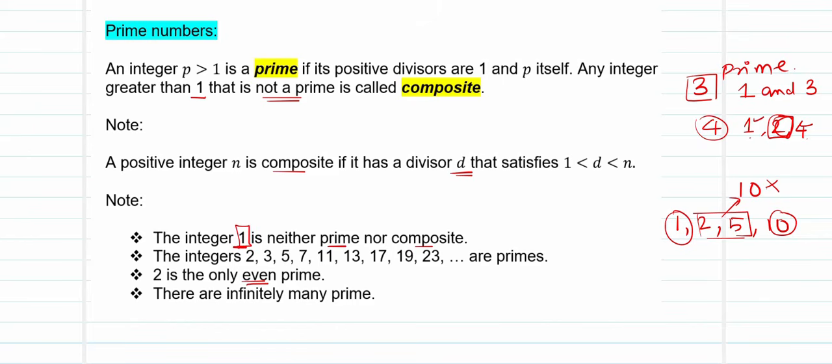And there are going to be infinitely many primes. They are going to be countless, going on and on until you move towards infinity.